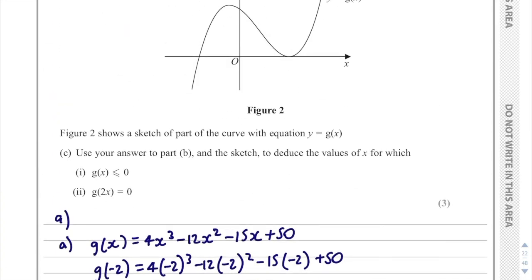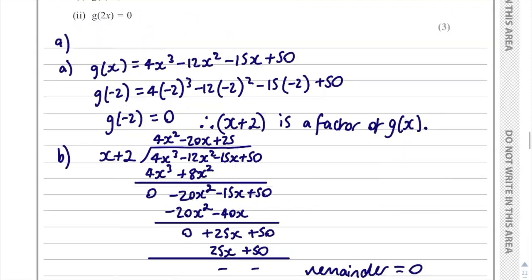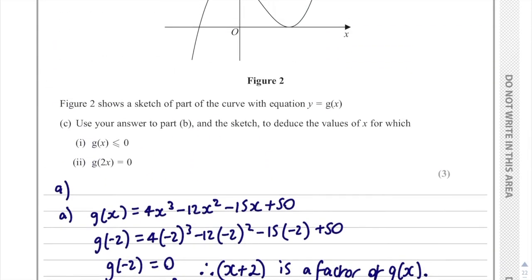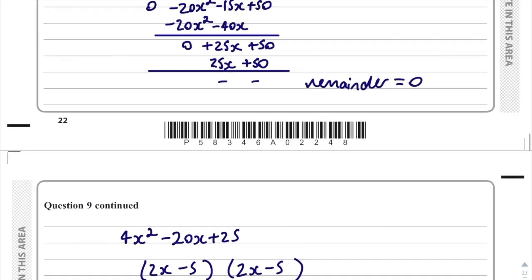Okay, and then part C says figure 2 shows a sketch of part of the curve with equation y equals g of x. Use your answer to part B and the sketch to deduce the values of x for which g of x is less than or equal to 0. Right, so we know where our graph crosses the x-axis. It's at x equals minus 2 or x equals 5 over 2, which is 2.5.